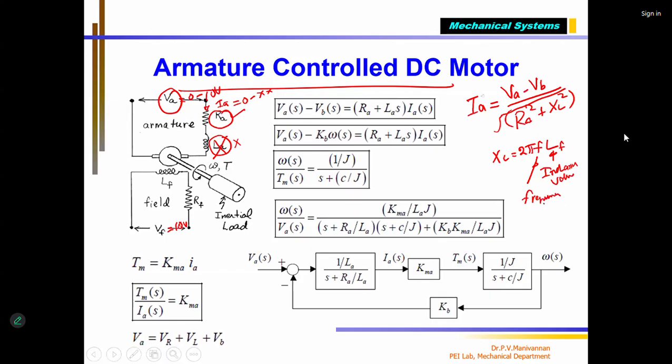If it is DC voltage, we know the frequency is 0. When you apply this, the frequency is 0, which means this term will become 0. What will happen? IA equals VA minus VB divided by root of RA square, so I can take the root, and IA equals VA minus VB divided by RA. So this is what is going to control. That means if I vary VA from 0 to 10 volts, then the output current IA will vary. Of course, there is VB as well.